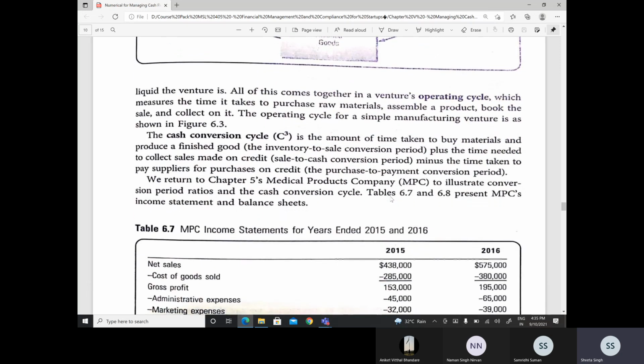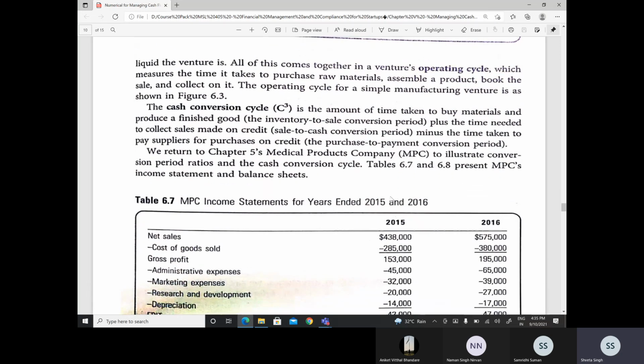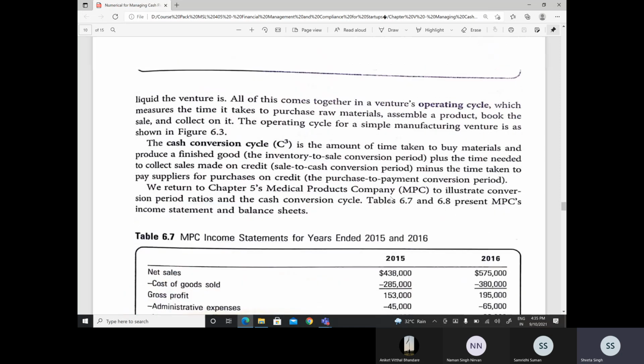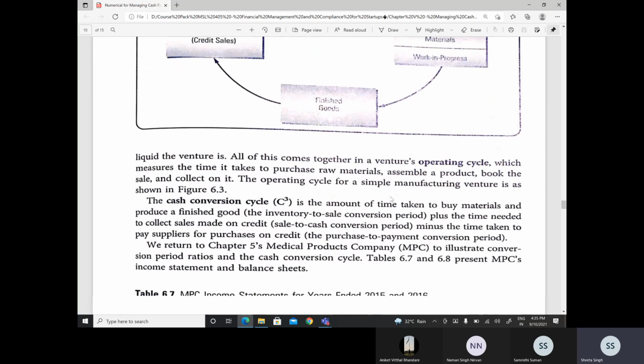So all of this comes together in a venture's operating cycle, which measures the time it takes to purchase raw materials, assemble a product, book the sale, and collect on it. The operating cycle for a simple manufacturing venture is shown here, figure 6.3.